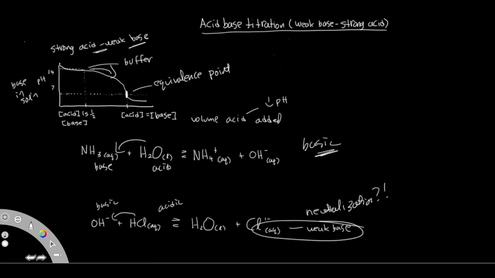Now, how can we prove that this Cl minus is a weak base? Well, where did this Cl minus come from? HCl. Let's say if this here is the acid, then this here would be its conjugate base. And we all know HCl is a strong acid. So if this here is a strong acid, its counterpart, its base, is going to be a weak one.